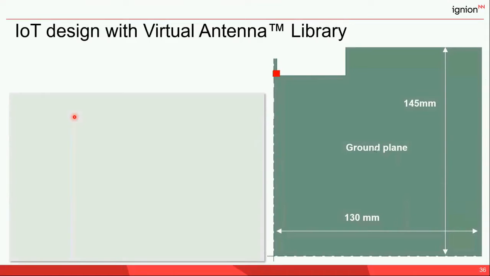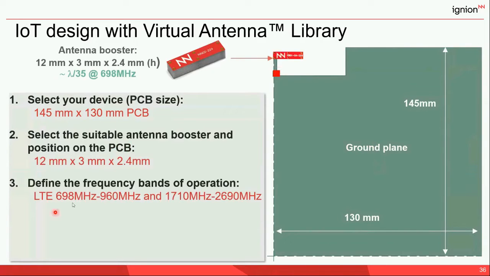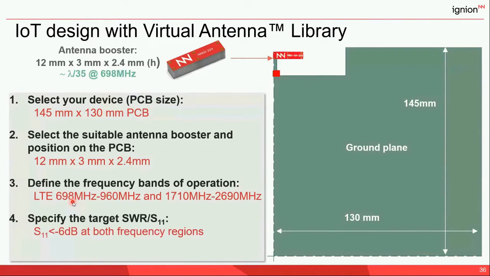Imagine we have this device and we want to use this antenna booster for some reason. Again, we have the corner, and we want to have operation at several bands of the LTE spectrum. And you specify a target. For instance, my S11 should be less than -6 dB, or -7, -8. This is flexible, and nothing else, because the software will tell us the matching network if it's possible to get this bandwidth. If not, the software will provide the closest matching network to achieve this target.